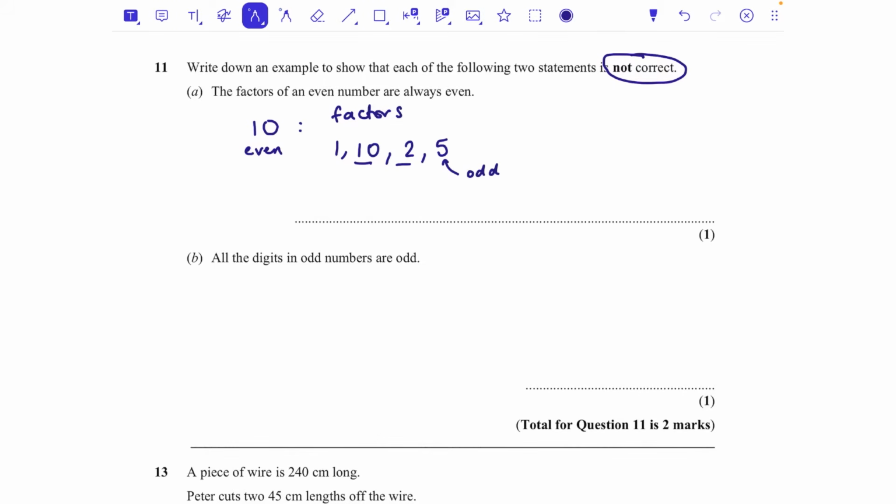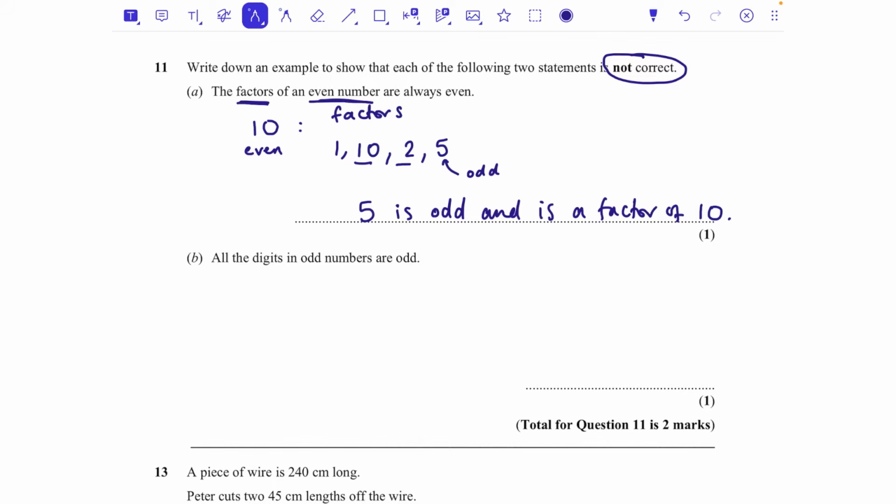So there we go. We found an example where the factors of an even number, the factors of 10, aren't always even. So we found an example where it does not work. So I'm going to say 5 is odd and is a factor of 10.